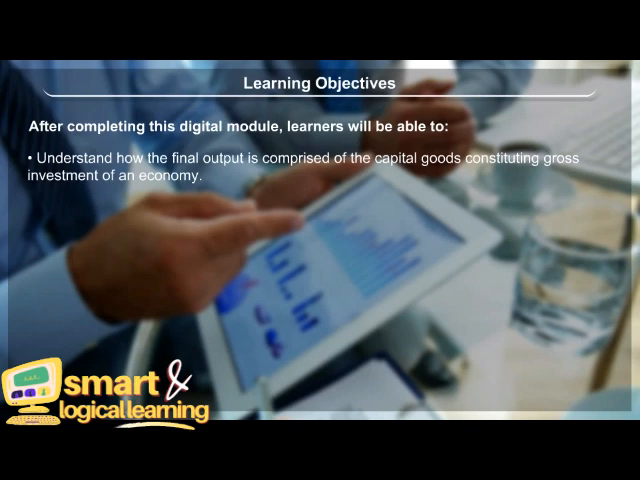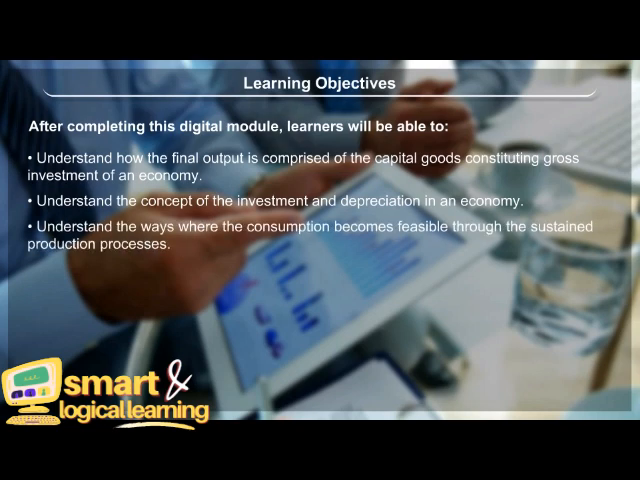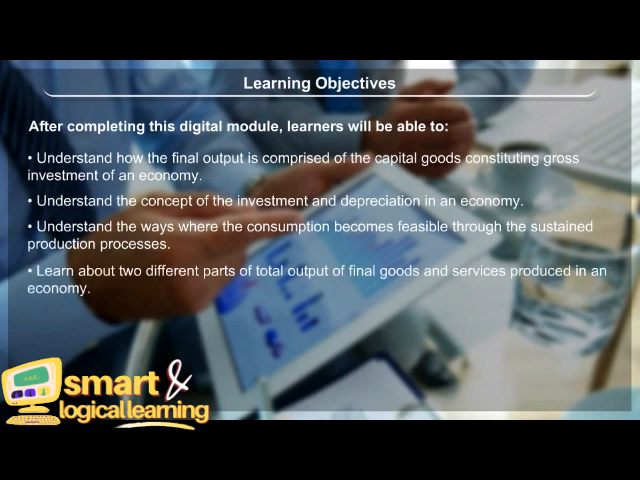understand how the final output is comprised of the capital goods constituting gross investment of an economy, understand the concept of investment and depreciation in an economy, understand the ways in which consumption becomes feasible through sustained production processes, learn about two different parts of total output of final goods and services produced in an economy.